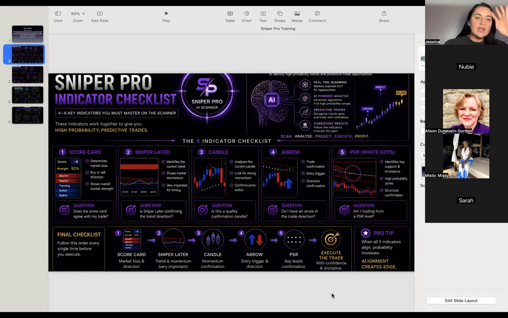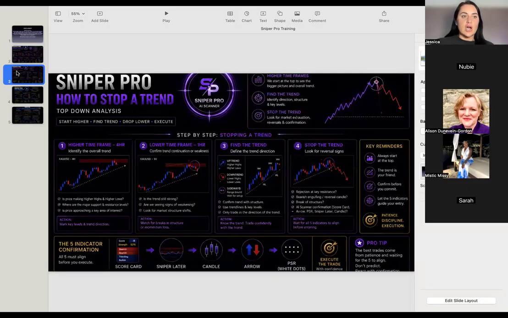So straight away, we can get into our 4 to 6, 6 to 6 rules, okay? There's certain confirmations that need to happen on the scanner before we even think about placing a trade. Okay, so one of them is scorecard, sniper later, candle, arrow, and PSARs. Okay, the scorecard for me is not a fundamental for me to be getting into a trade, but the sniper later is the most important. Okay, so we already know what these are, and we're going to obviously see them on the charts.